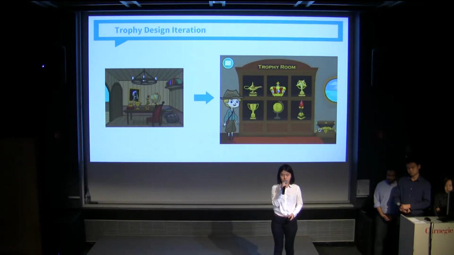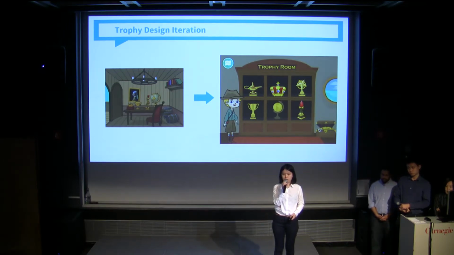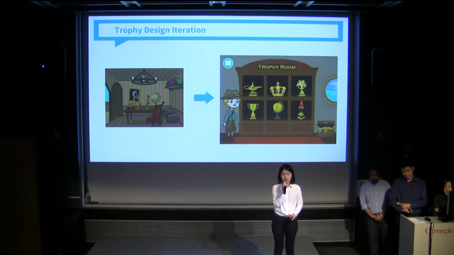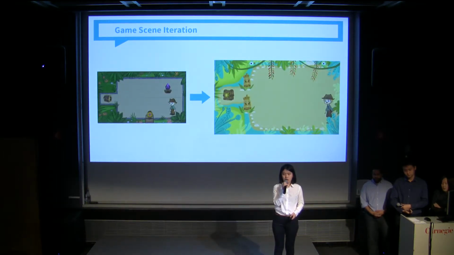We develop our trophy room. We now have 6 different slots. So in the beginning of the game, the players can get to know how many trophies they need to gather in the whole game. And they can also gather the treasure. You can see in the corner, the treasure box are increasing while you're playing the game, which can motivate them a lot.